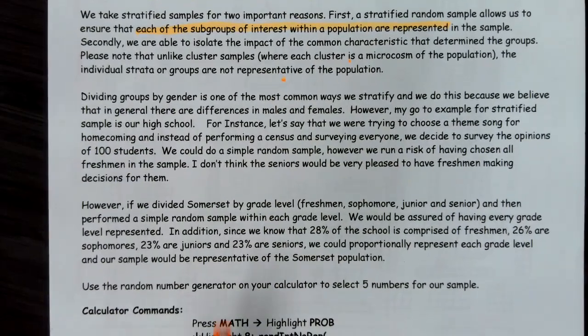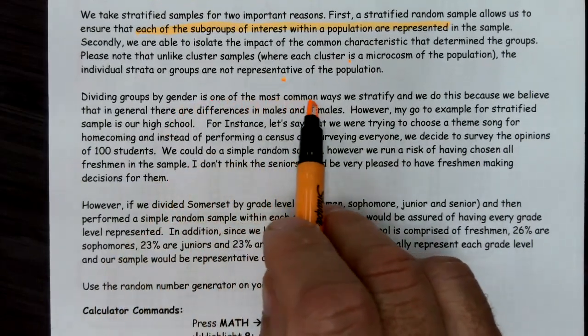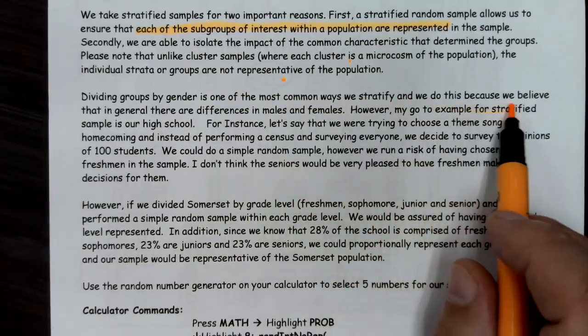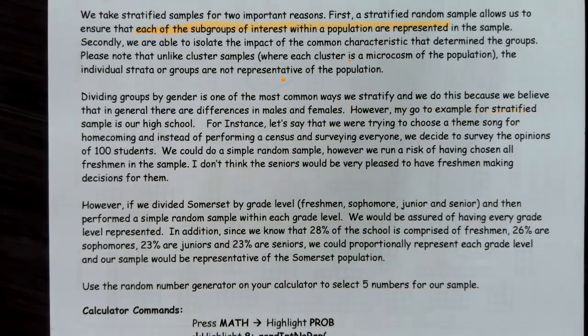All right. Dividing groups by gender is one of the most common ways to stratify, and we do this because we believe that in general there are differences in males and females. However, my go-to example for stratified sample is our high school. For instance, let's say we're trying to choose a theme song for the homecoming, and instead of performing a census and surveying everyone, we decide to survey the opinions of 100 students. We could do a simple random sample. However, we run the risk of choosing all freshmen.